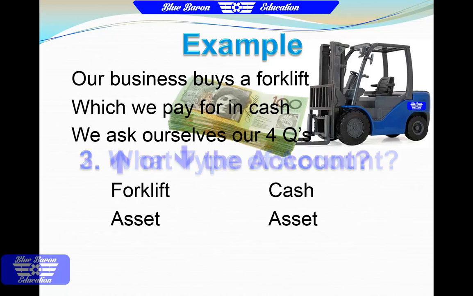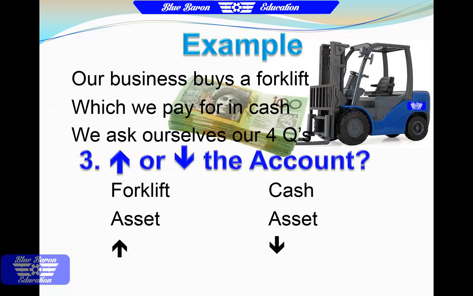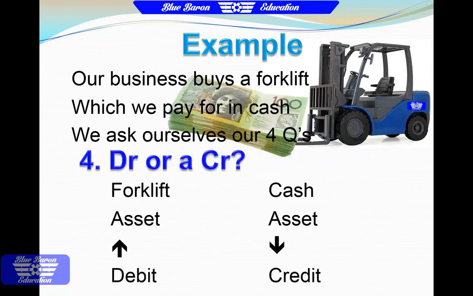Our third question, are we increasing or decreasing the account? With a forklift, we're going to have more forklifts now, so we're going to increase that account. With cash, we're spending our money, so therefore we have less, so we're decreasing. We can now apply our debit and credit rules. An asset which we're increasing is a debit. An asset which we're decreasing is a credit. So you can see how the 4 questions work hand in hand with that knowledge that we built last video.